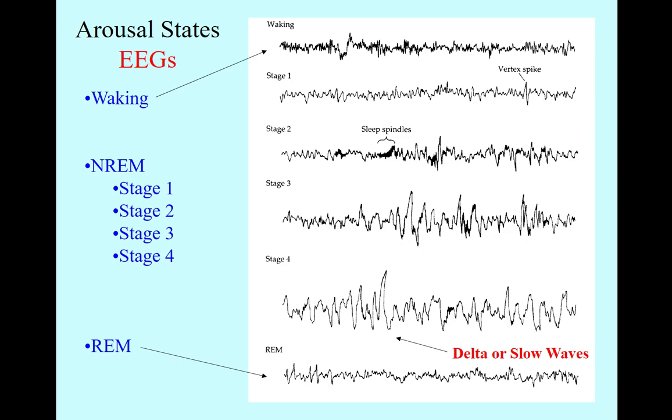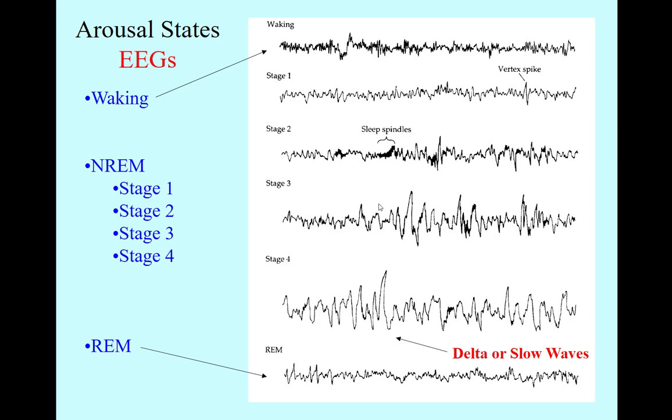So what we see here are the different EEG patterns of these different arousal states, from waking to non-REM and the 4 stages of non-REM, and to REM sleep. All right. First thing you got to know about these waves, these are combinations of action potentials. Okay, it's a very gross recording.